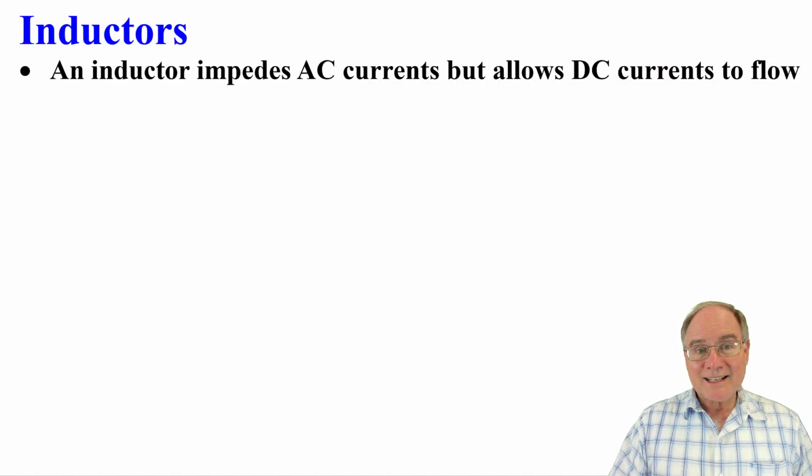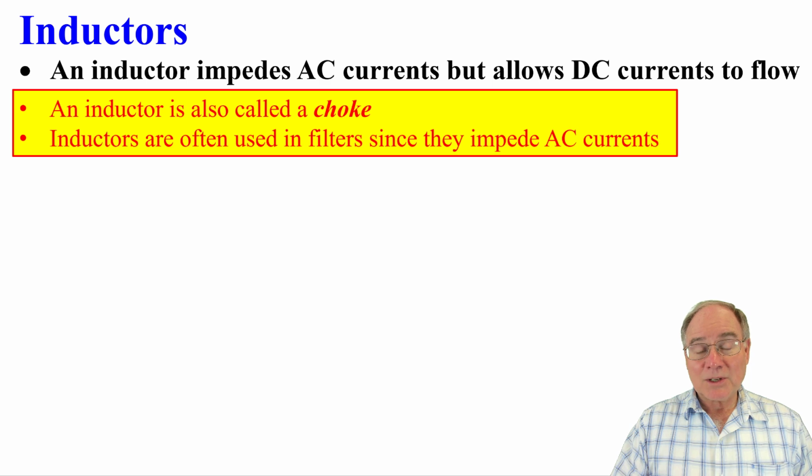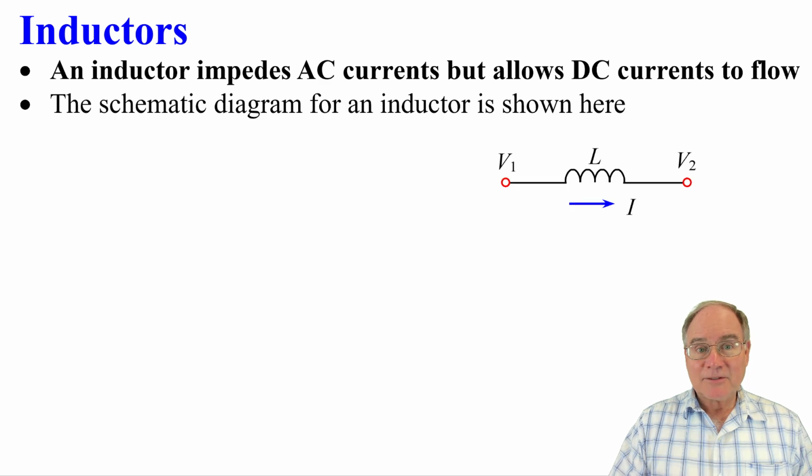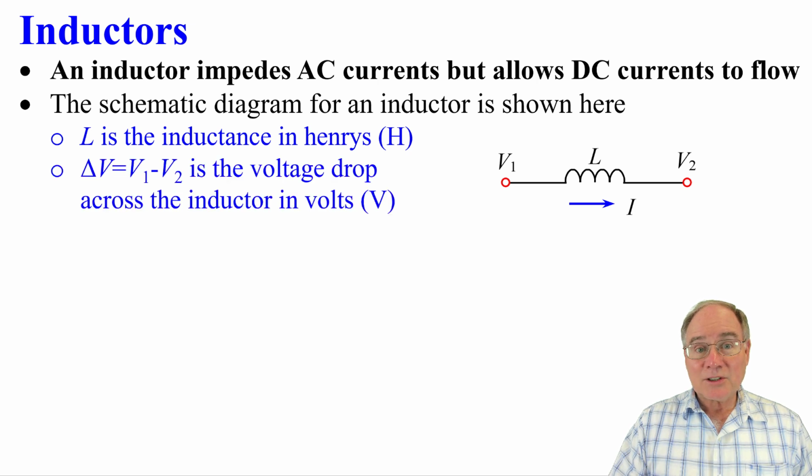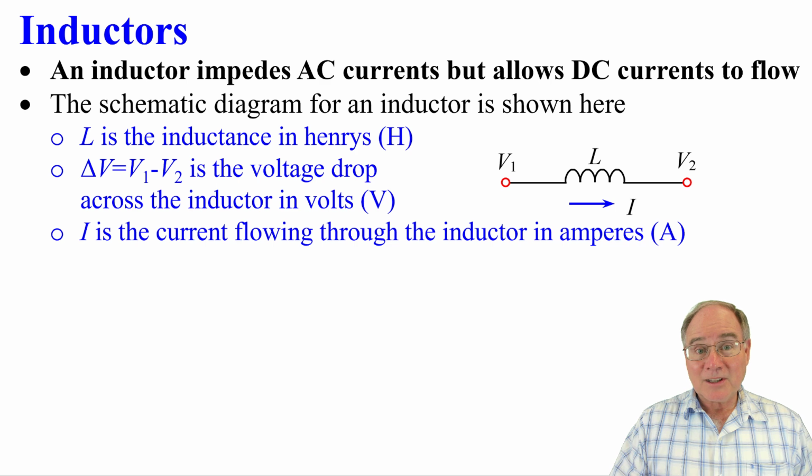Inductors. An inductor impedes AC currents, but allows DC currents to flow. An inductor is also called a choke, and they're often used in filters since they impede AC currents. Here's the schematic for an inductor. It's kind of like a coil. L is the inductance in henries, and the voltage drop and the current are similar to the others.